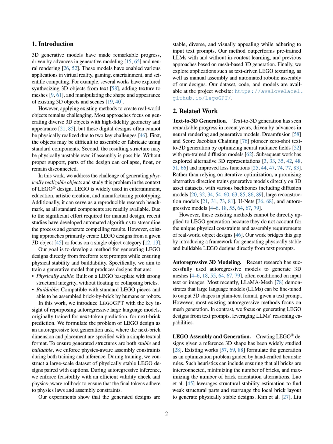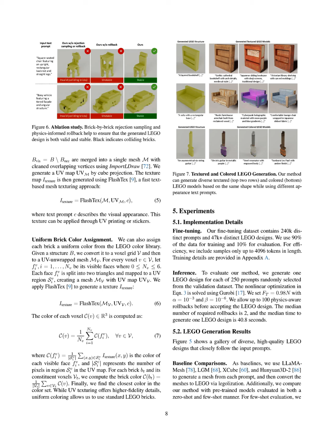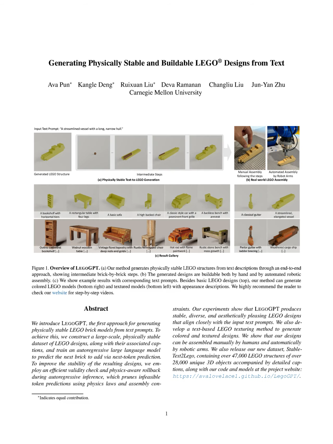Practically, LEGOGPT enhances efficiency by employing brick-by-brick rejection sampling and physics-aware rollback, which streamline the generation process while ensuring that the designs remain physically stable and buildable. This results in a higher proportion of valid and stable LEGO designs, as demonstrated by the median time of 48 seconds to generate a design with only a median of 2 rollbacks required.